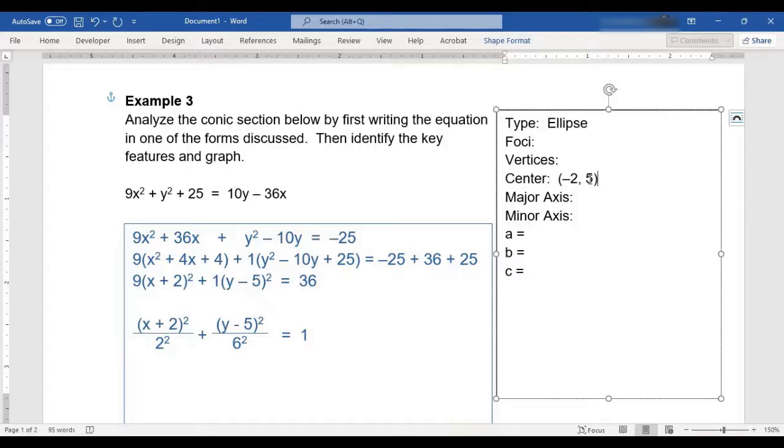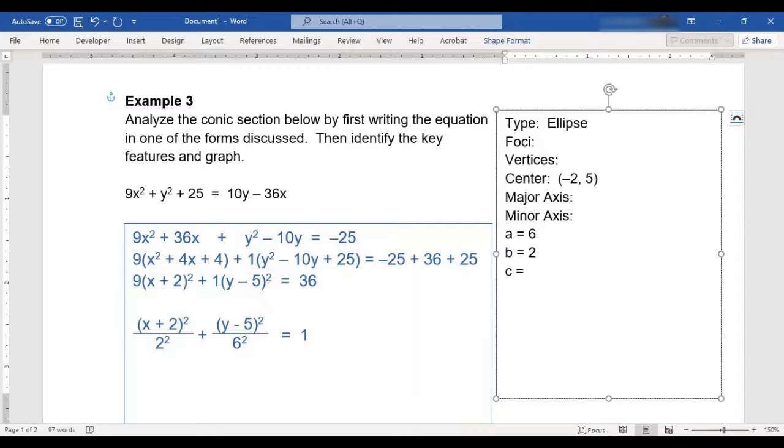A is the larger of the two denominators and B is the smaller. So for an ellipse, that's the case, but not for a hyperbola. Either one could be larger for a hyperbola, but for an ellipse, A is the larger one. So A is going to be 6 and B is going to be 2. So that's the information we can glean directly from the equation.